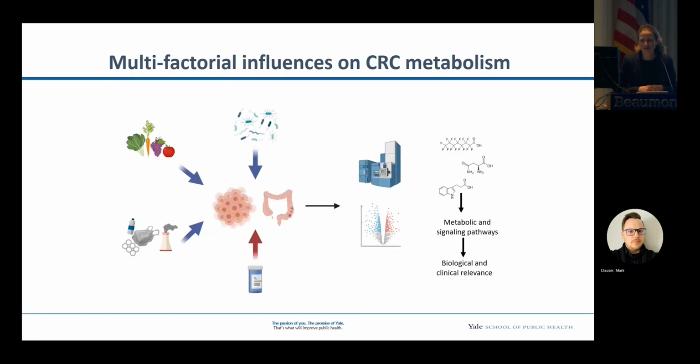I just wanted to mention what the focus area of my lab is. We're really interested in understanding both the genetic and environmental influences on colorectal cancer progression. That includes aspects such as the microbiome, diet, and environmental pollutants. What we really want to find out is any metabolic profiles that could be associated with various cancer phenotypes.